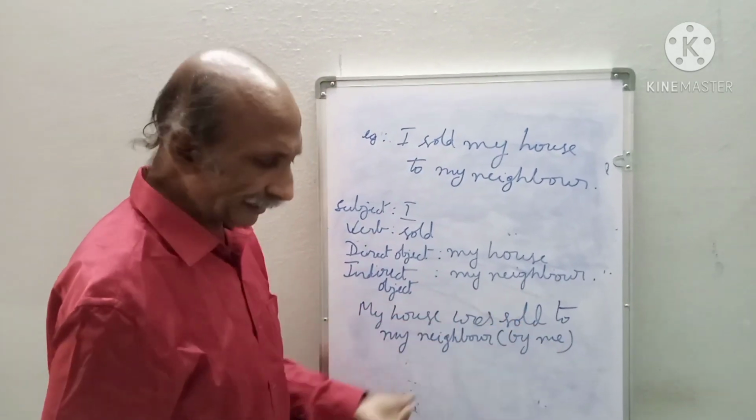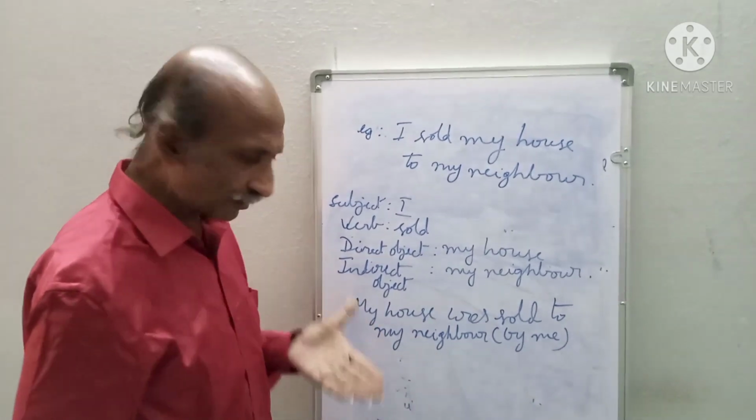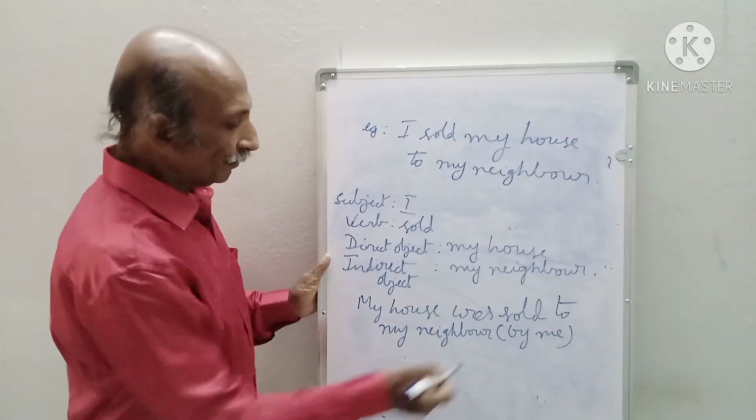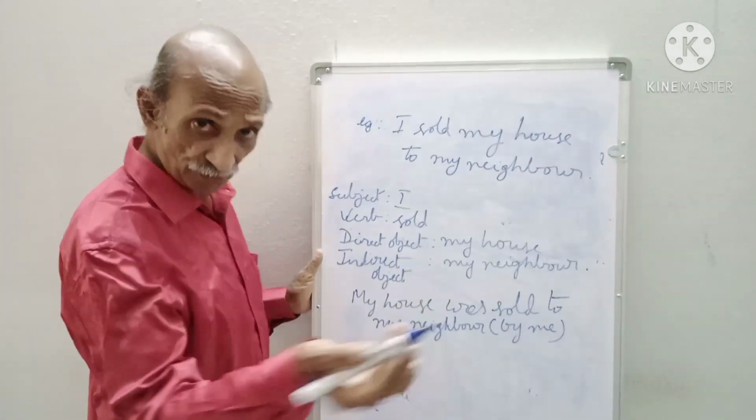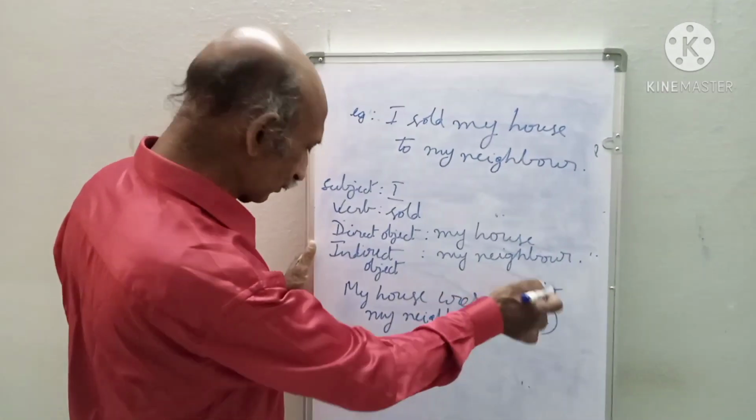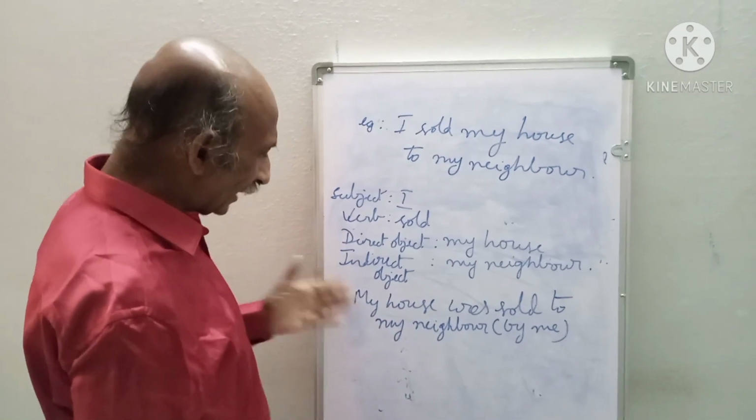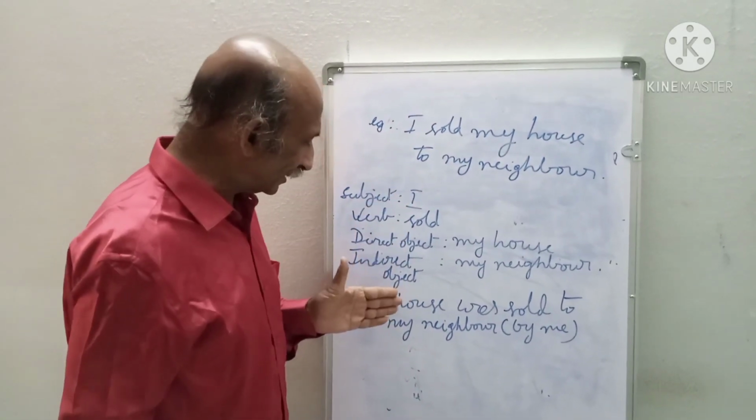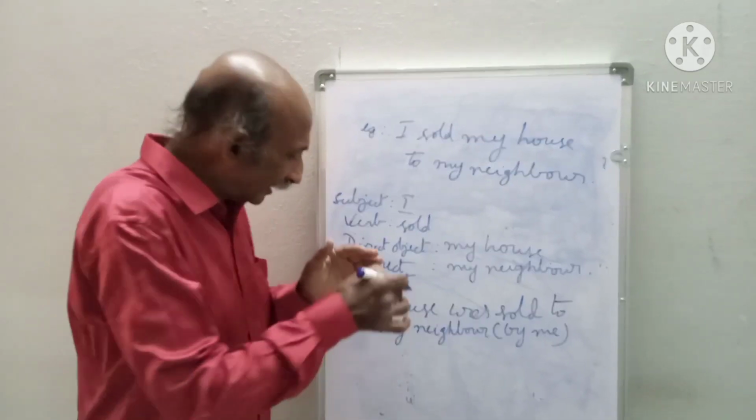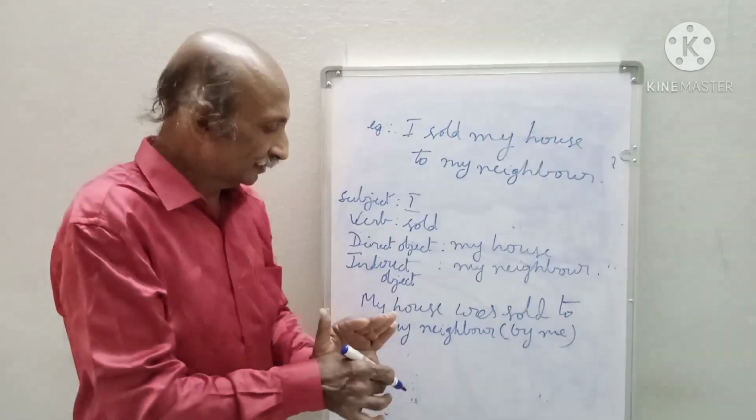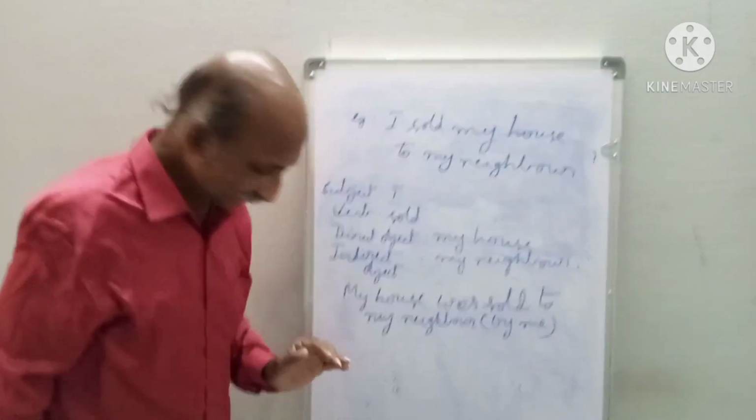By me is not necessary, because only you have the right to sell your house. By me is optional. You can write it or eliminate it. The choice is yours. My house was sold to my neighbor. Here, you cannot begin the sentence with my neighbor. You cannot sell the neighbor to the house. You can sell your house to your neighbor. So please understand this.